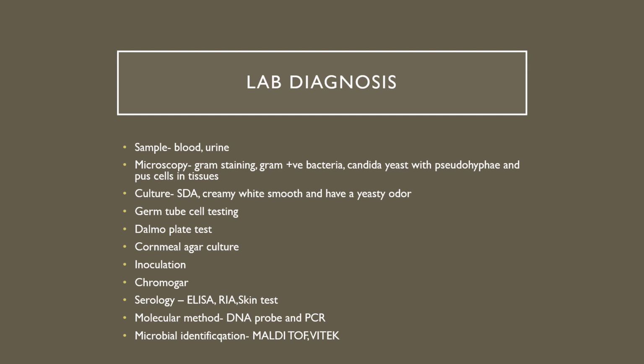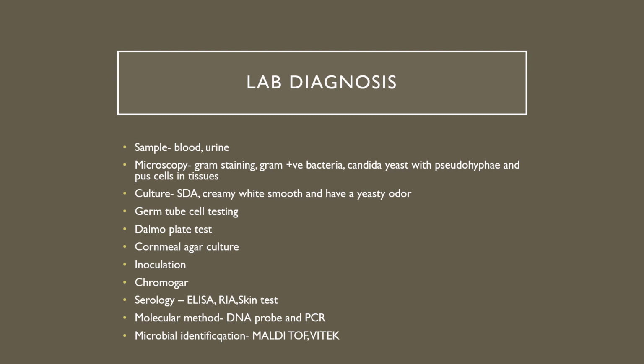So what are the lab diagnoses? We would be taking samples of blood and urine. For microscopy, we'll be doing gram staining and we would be seeing gram-positive Candida yeast with pseudohyphae and pus cells in the tissue. When we do culture, we can do it on Sabouraud dextrose agar, that is SDA, and we will be seeing creamy white, smooth and yeasty odor culture there.